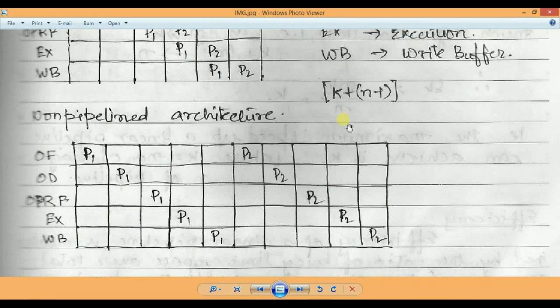Okay, this is a better picture. See, for one instruction, it has k number of segments. This segment takes one clock period. This takes another. This takes another. This takes another. This takes another. So k clock periods. One instruction takes k clock periods. If there are n instructions, it would be k plus k plus k and so on up to n times. That is n times k. So that's why in a non-pipelined architecture, it takes n into k clock periods.